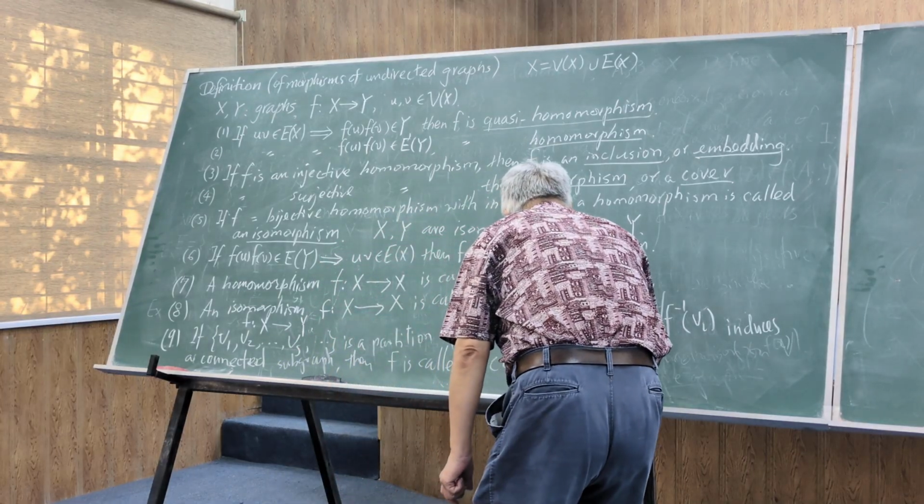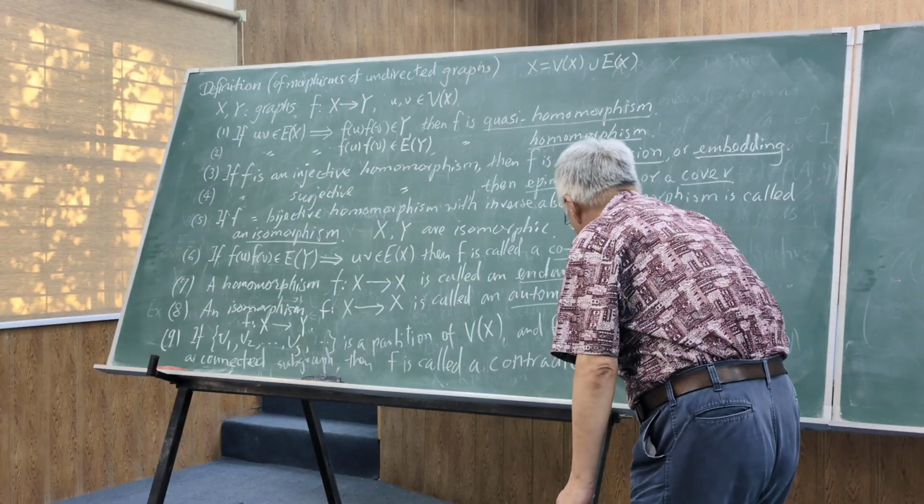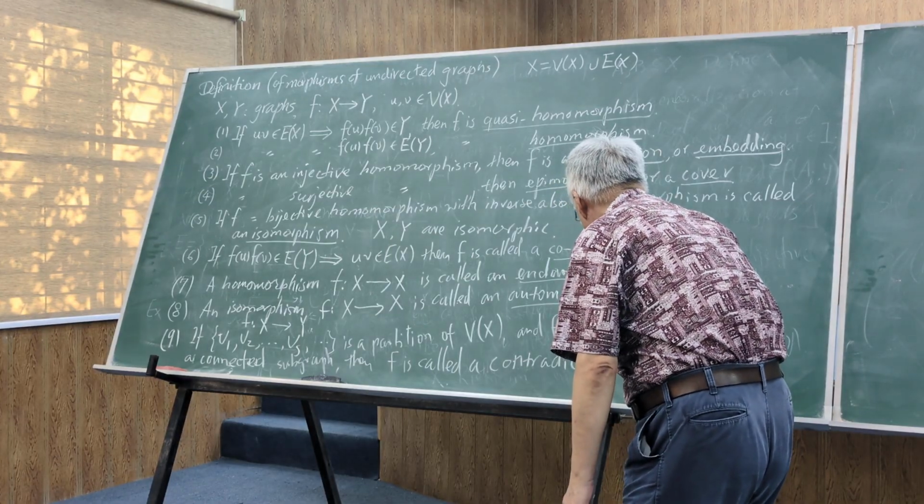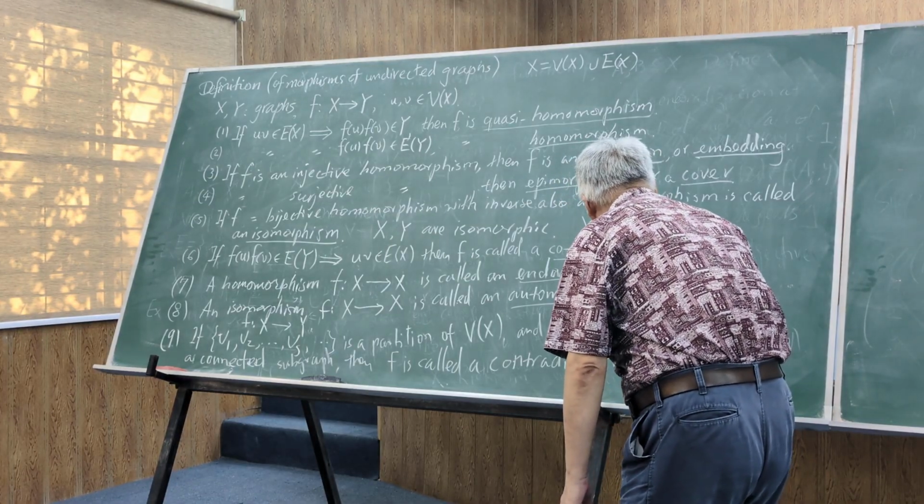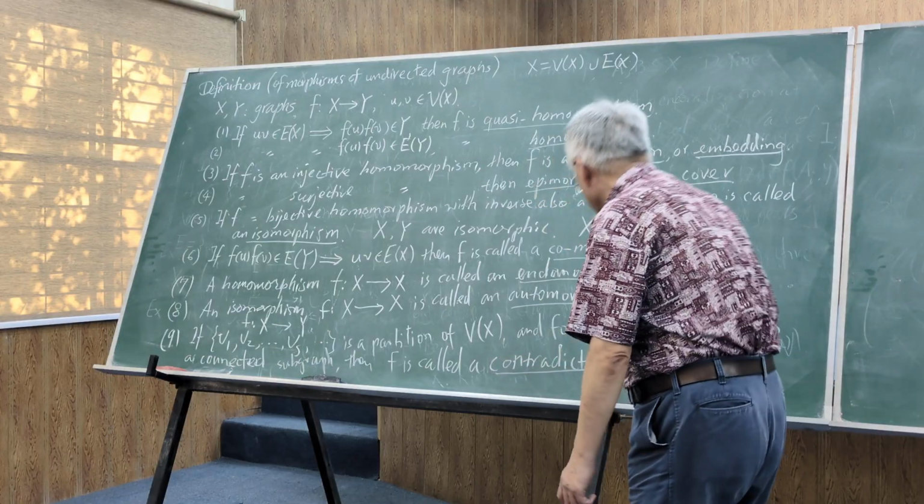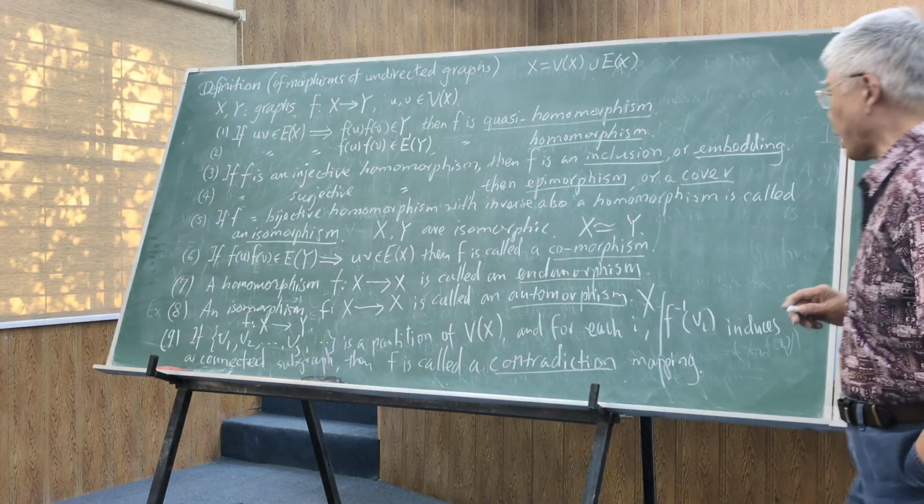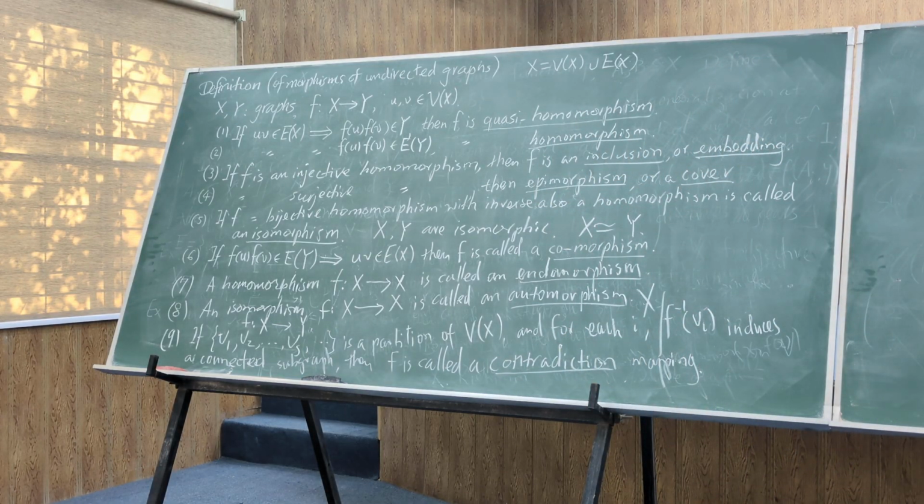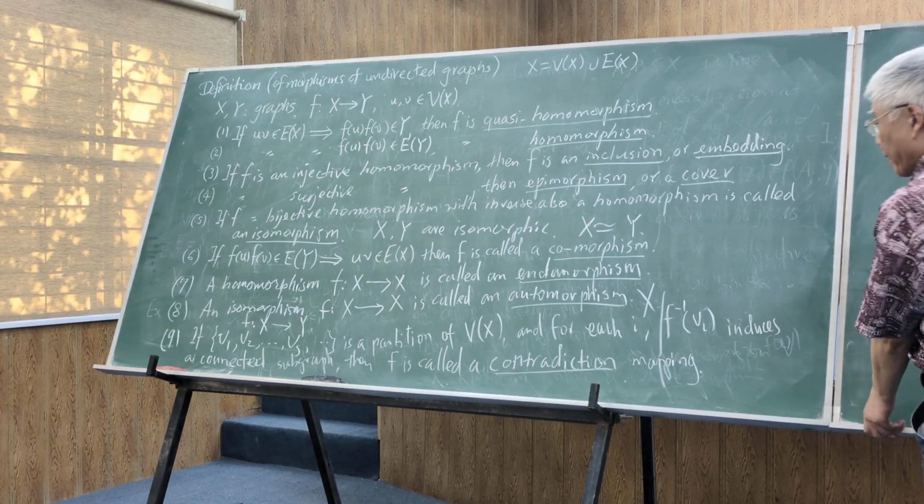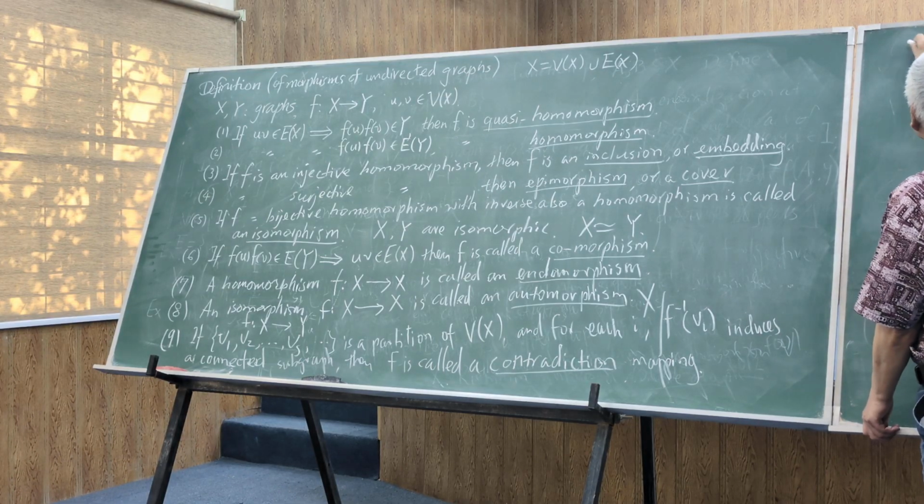This is not different from the contraction marking of metric spaces, only that it is specialized to graphs. One more definition. This is not a morphism. So let's see the graphs X, Y.